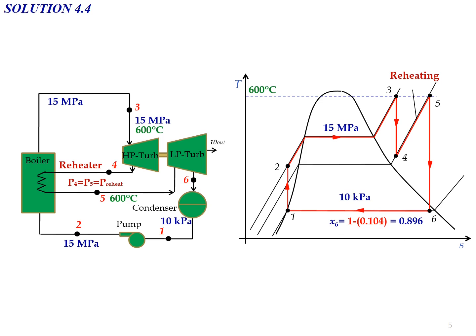So from this value we can determine the quality of the steam for state number 6, where x equals 100 minus 10.4, so the quality of steam will be 89.6% or 0.896, as shown in the TS diagram. So from the data we can determine the enthalpy value for each state, and also the pressure during the reheating process. And all these values we can use to determine the thermal efficiency as requested by the question.